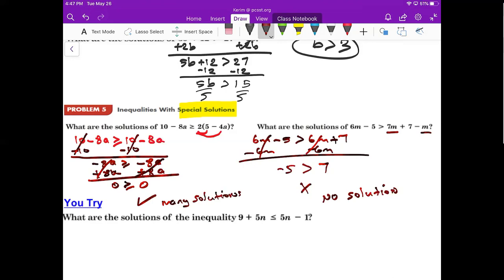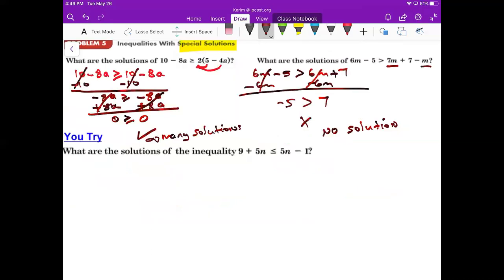Or the right way is infinitely many solutions. Do you know that symbol? Number 8, sleeping. That means infinitely many solutions. It asks, what are the solutions for this one? We have two options: infinitely many solutions or no solution.